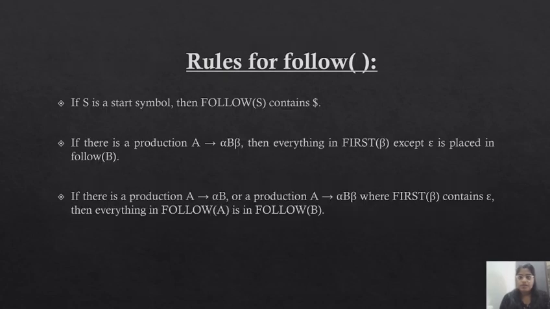Then the rules to construct FOLLOW. If S is the start symbol, then FOLLOW of S contains a dollar. So in the parsing table, for the start symbol, the FOLLOW contains a dollar. If there is a production A tends to alpha B beta, then everything in FIRST of beta except epsilon is placed in FOLLOW of B. And if there is a production A tends to alpha B, or a production A tends to alpha B beta where FIRST of beta contains epsilon, then everything in FOLLOW of A is in the FOLLOW of B.